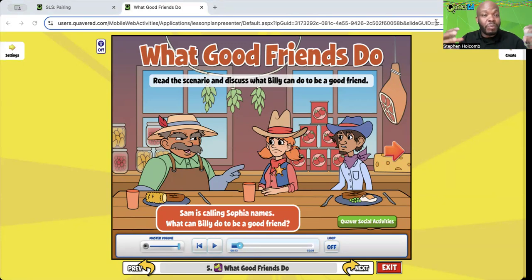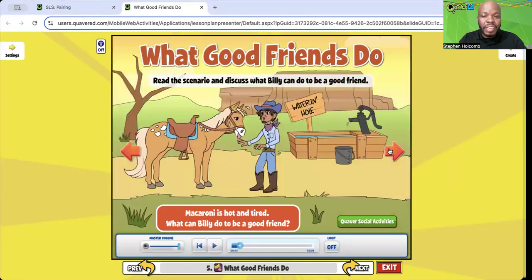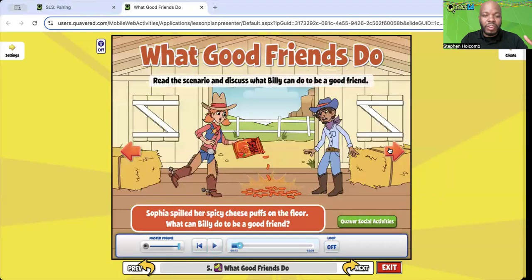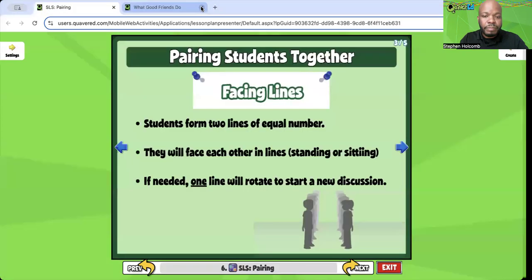So to me, it gives a more lively atmosphere. And it could be more inviting for students who aren't really used to having one-on-one discussions with partners. With that being said, feel free to use music again that you know inspires your students, even if you don't want to use the one on the screen. And as you go through each scenario, again, you can have your facing lines rotate and shift. That way, there can be a new discussion for each scenario.